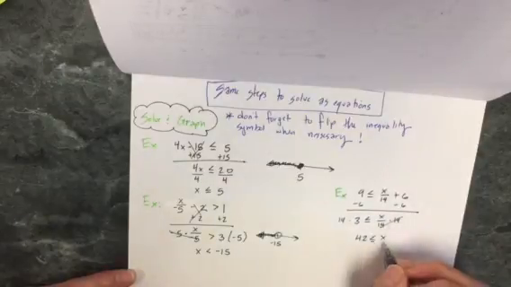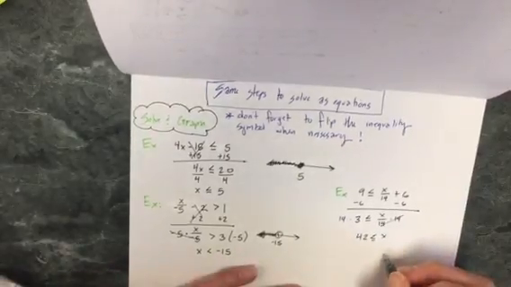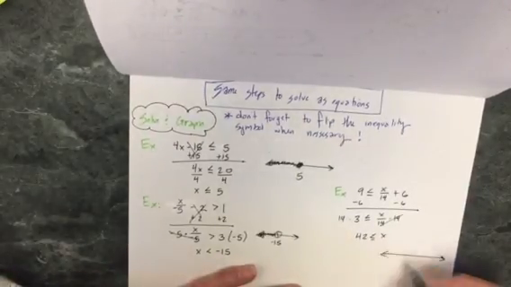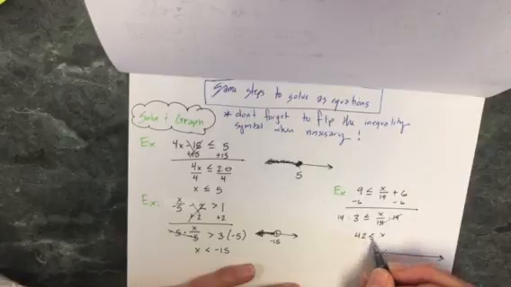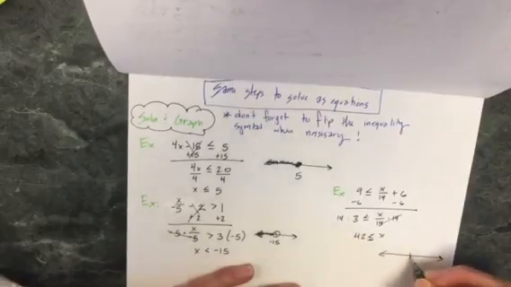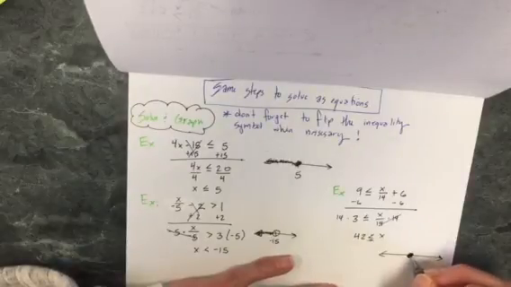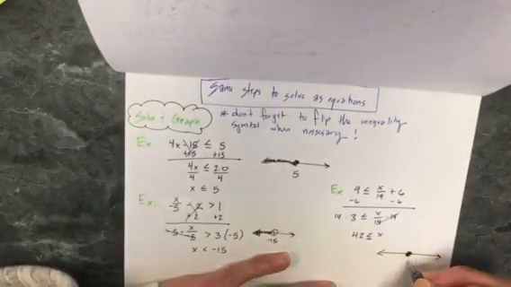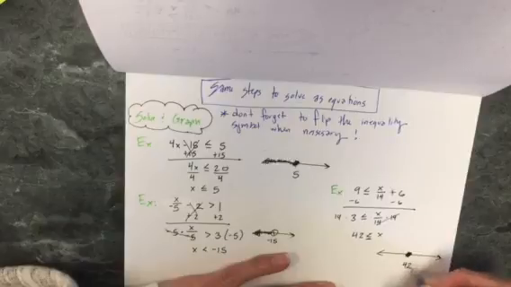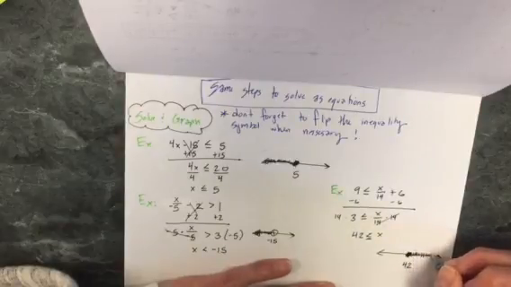And to graph that, I have to do something a little bit different. I have to read it from right to left. We practiced this in class. So x is greater than or equal to. So we're going to have a closed circle at 42, and x is greater than that.